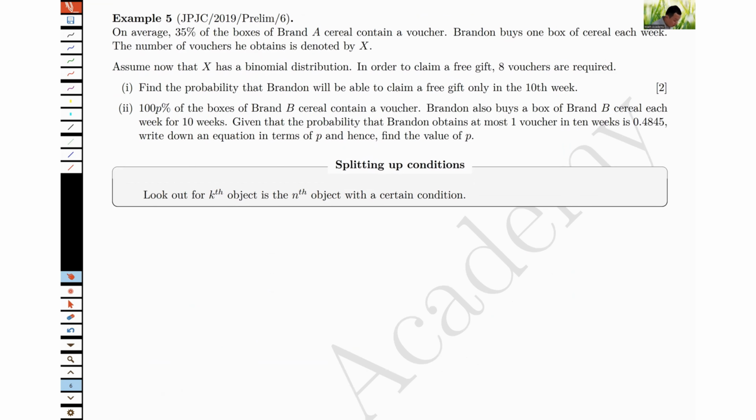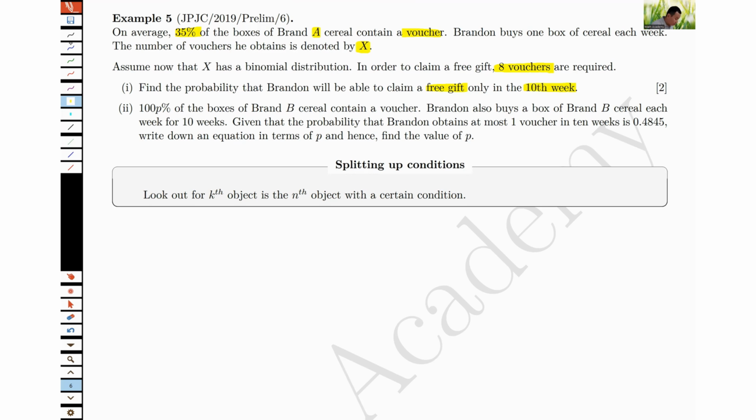So they mentioned to us that on average, 35% of the boxes from brand A will contain a voucher. Brandon will buy one box each week. The number of vouchers that he obtains is given by X. X is assumed to be binomial, and to claim a free gift, 8 vouchers are required. So once he has 8, he can claim. Can we find the probability that he can claim the free gift, but only in the 10th week?